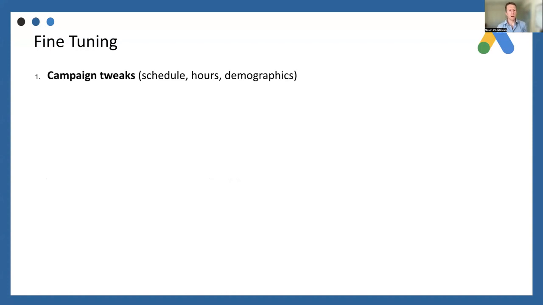A lot of people don't know that you can make some pretty nice tweaks within the system based on the schedule. You can set the days of the week you want to advertise on, you can set the hours, and you can choose demographics as well. Say, for example, you're a women's health clinic and you only serve women. You would deselect male in the campaign settings so that you're only showing ads to females.